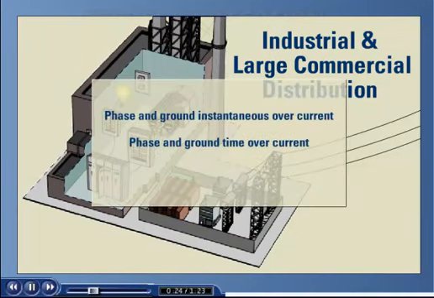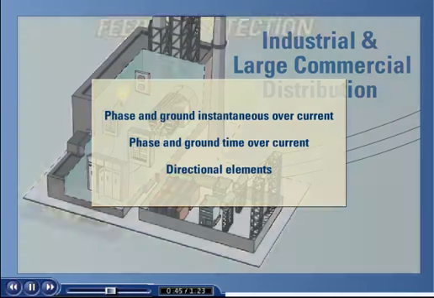In most cases, instantaneous and time-over-current protective elements, in addition to directional elements, are the most economical approach for both phase and ground fault protection. In this next section, we will take a look at the most common protective elements, which are the overcurrent elements. We will be studying their operating characteristic curves and how they are applied to the protection of distribution circuits.